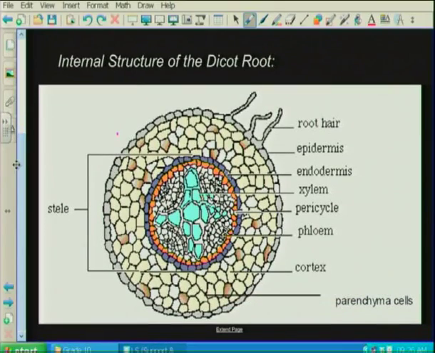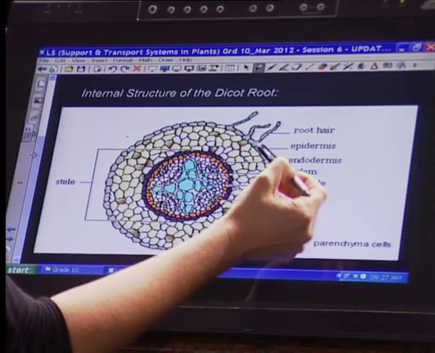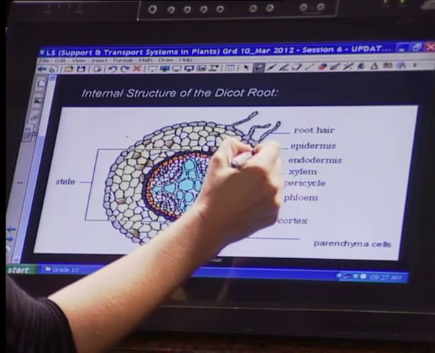Now if we go and look at the internal structure of the cell, of the root, if we look, this is now where we cut the roots laterally, and we're looking at it from the top, and this is what you'll basically see. First of all, you're going to get your root hair. This is formed out of the cells on the epidermis, which is that layer of cells right there.